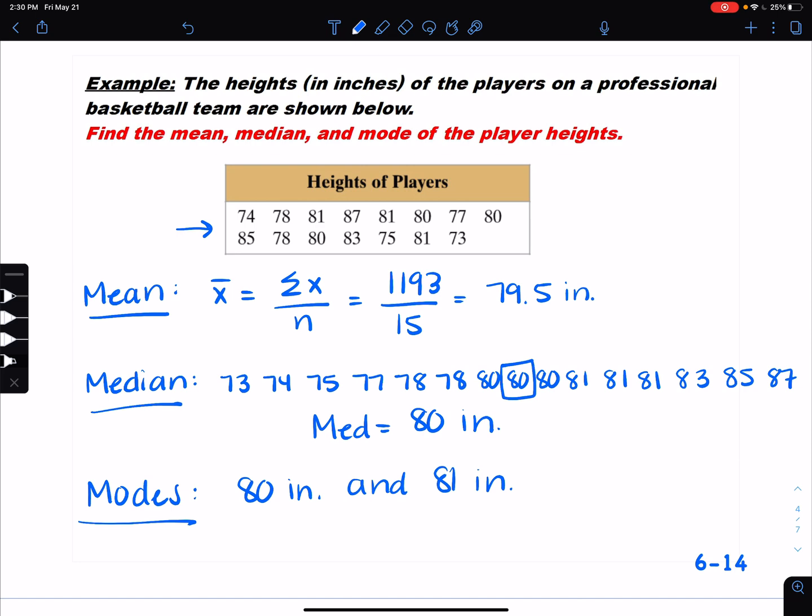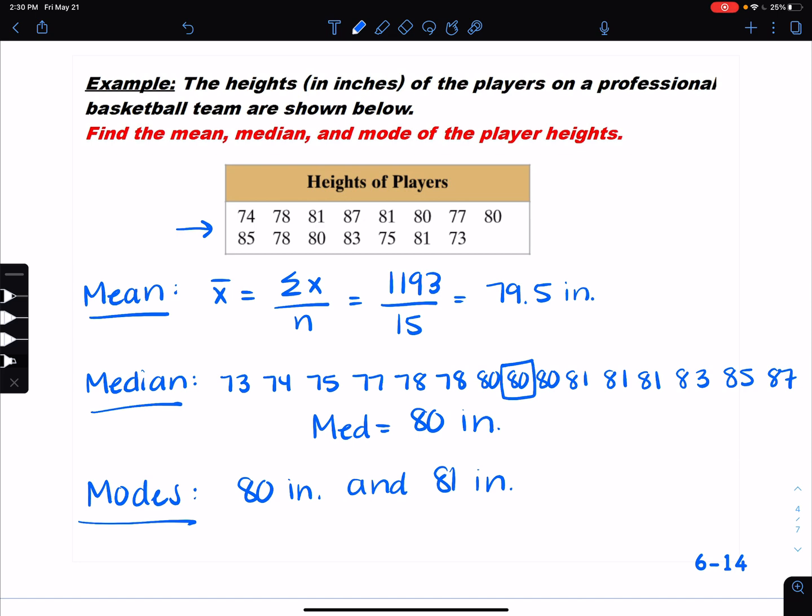And then I said, okay, this is an odd number of values. I had 15. So there was one value sitting by itself in the center. It had 7 values below and 7 values above. That made it the median of 80 inches. And then there were 2 modes because 80 and 81 both occurred with a frequency of 3, which was the highest frequency.